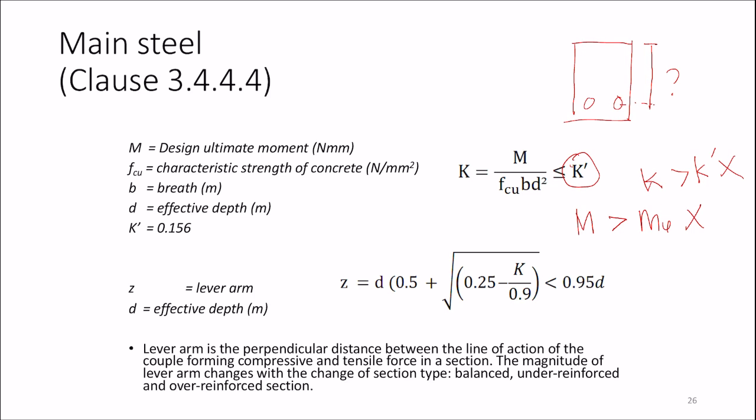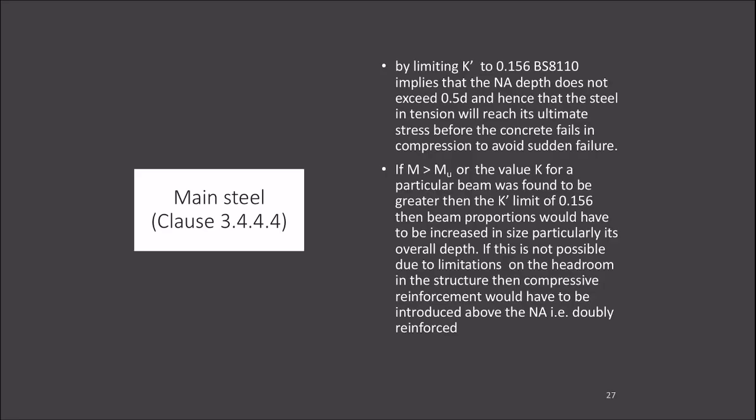Kalau katakan balance, Z ni value dia akan lain. Kalau under reinforce, Z value dia akan lain. Kalau over reinforce, Z value dia akan lain. Formula dia is D, which is the effective depth, dalam kurungan 0.5 plus. You have to square root everything bawah tu, 0.25 minus K, okay, and divide with 0.9. Ni minus eh, minus K and divide with 0.9. And you must check, it must be less than 0.95D. This one, they explain lah.